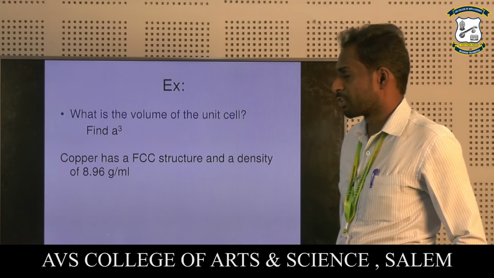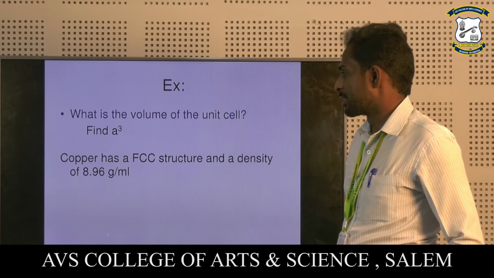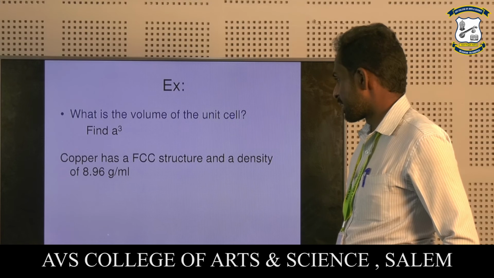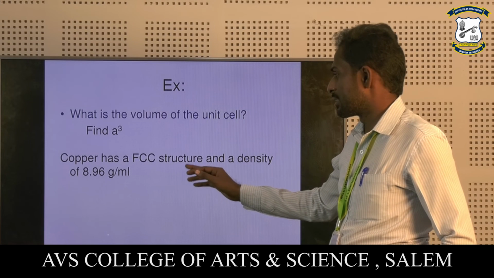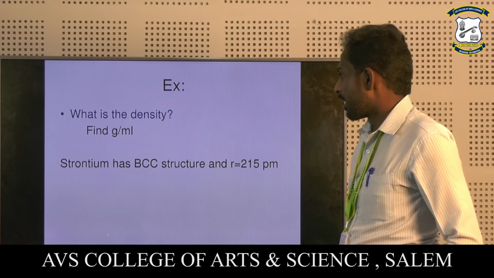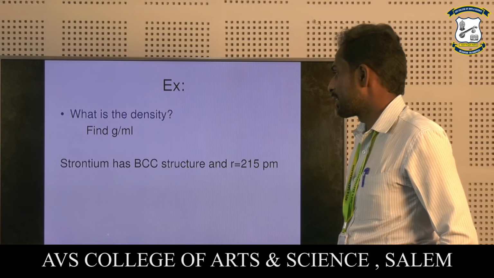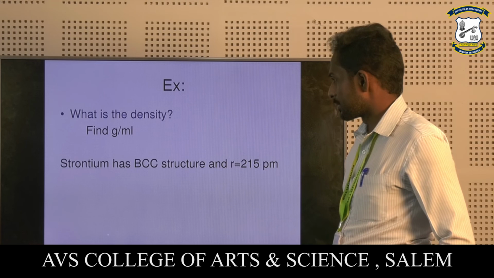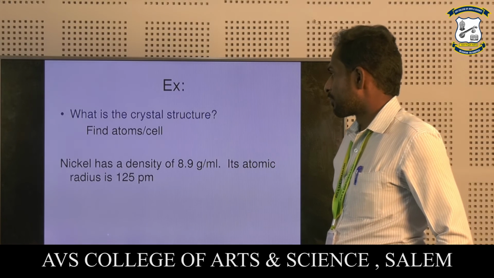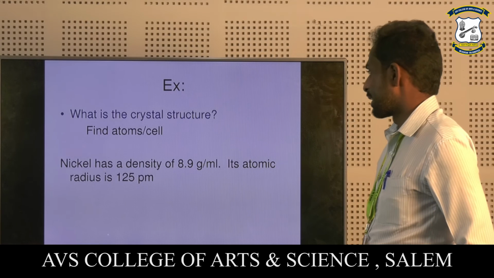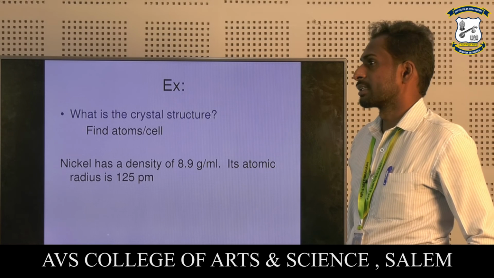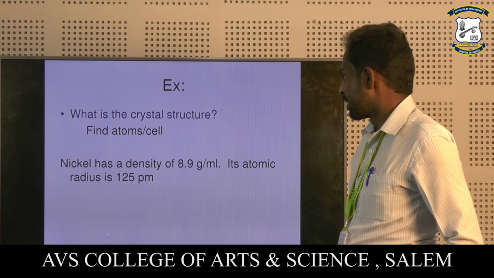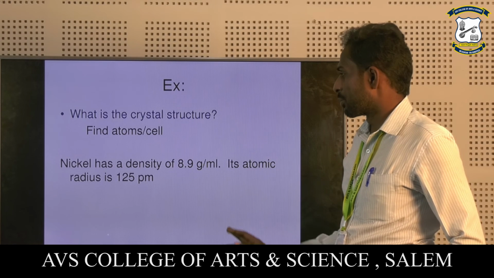And what is the volume of the unit cell? The volume has a unit of a cube. A cube is the volume of a cubic structure. Copper has an FCC structure and a density of 8.96 g per ml. And what is the density? Find gram per ml. Strontium has a BCC structure and R equals 21 picometer. And what is the crystal structure? Nickel has a density of 8.9 g divided by ml. Its atomic radius is 125 picometer.